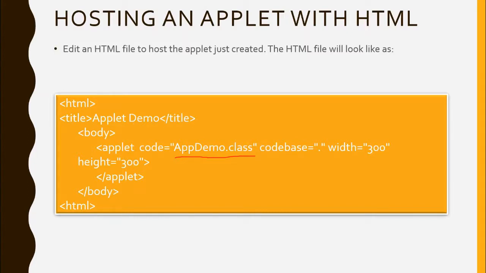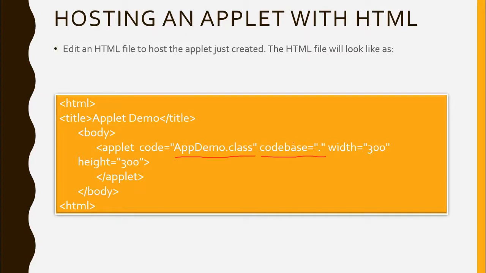the body has the applet, code is equal to AppDemo.class, and codebase is where? You need to mention where the code base is, right? So it is in the current directory where you are running this .html file, and width is equal to 300 and height is equal to 300. If you mention this whole thing, automatically it will understand. So this codebase is another important keyword that you should not forget.